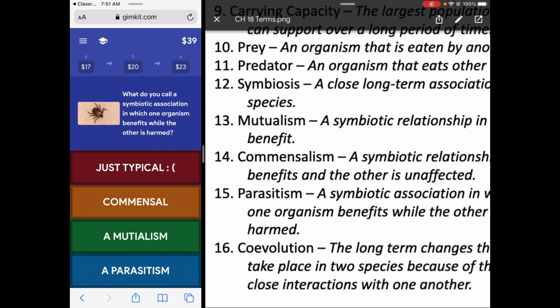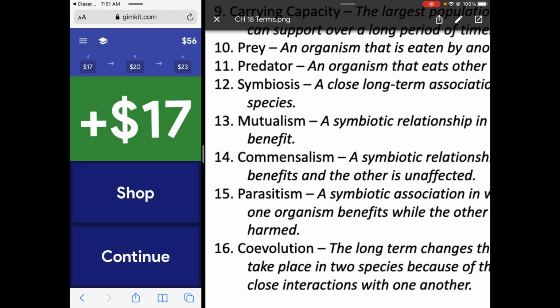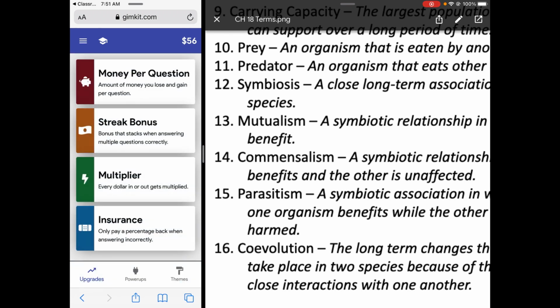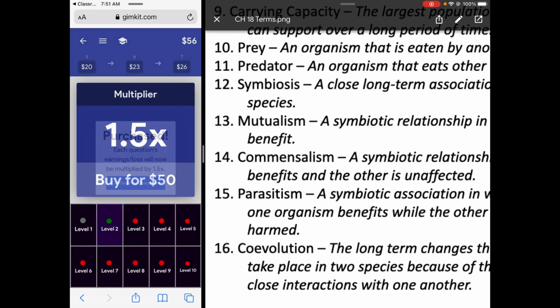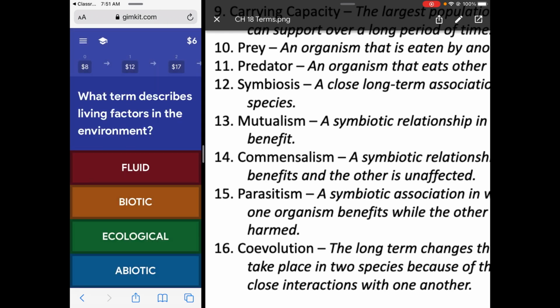Benefits and the other is harmed. Parasitism. And now I've got enough to go get the multiplier. That's a great one to get. So now I've upgraded my multiplier, my money per question, and my streak bonus. So now I'm going to get a lot more. So before it was $5 a question.